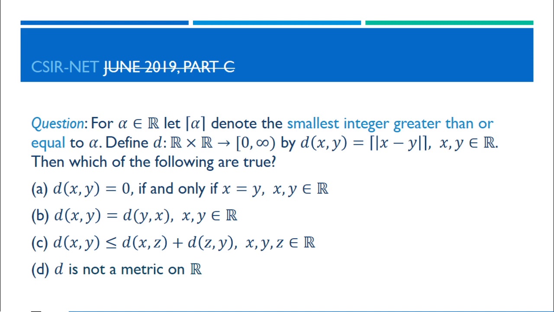The question is ceiling of absolute value of x minus y. Which of the following is true? First is d of x comma y is equal to 0 if and only if x is equal to y for all x comma y belongs to R. d of x comma y is equal to d of y comma x for all x belongs to R. Third option is d of x comma y is less than or equal to d of x comma z plus d of z comma y for all x, y, z belongs to R. Fourth option, d is not a metric on R. Which of these are true if we are using ceiling of absolute value of x minus y?